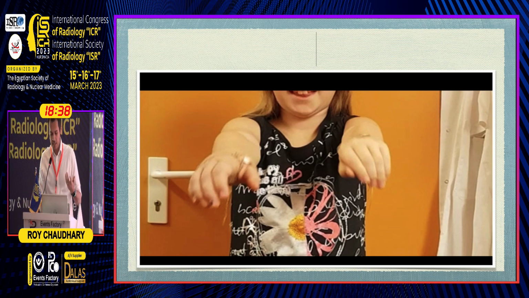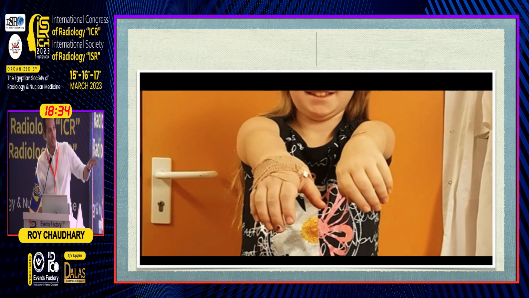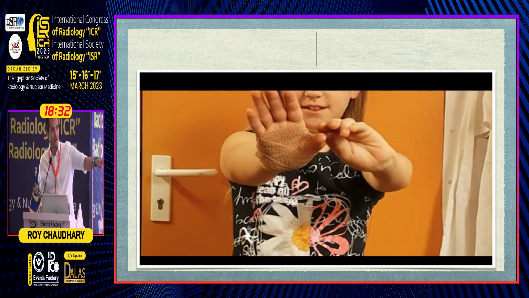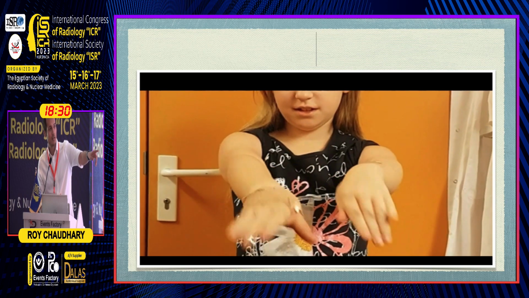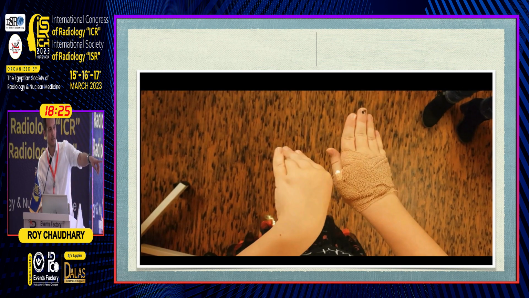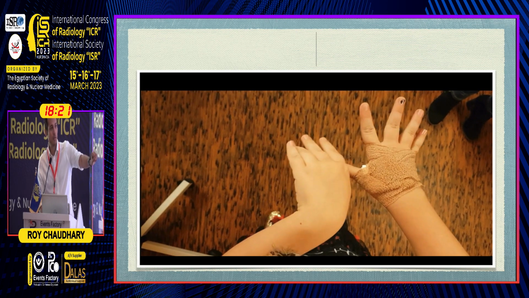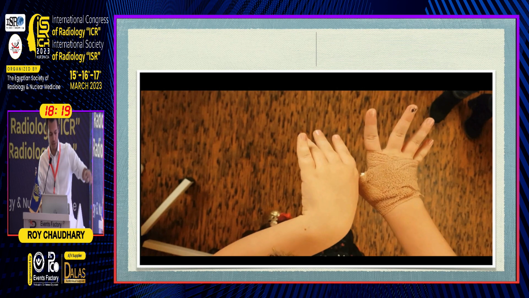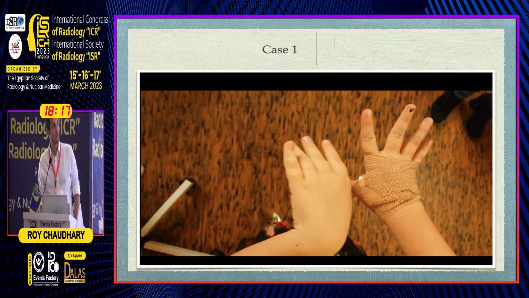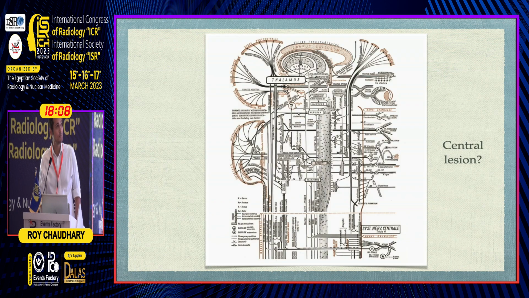So the first case was about this young girl, and if you just look at the video, she had injured her right wrist there, but on examination they noticed that she couldn't really extend her left, which is the other side, and she had problems extending her fingers. So the case was loss of extension in the left hand, the other non-injured hand. So they wanted to investigate this further as to why she has this problem.